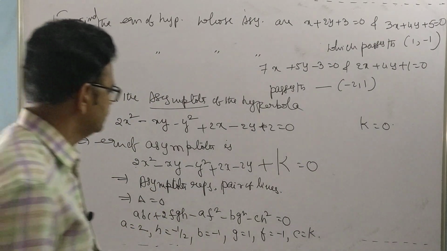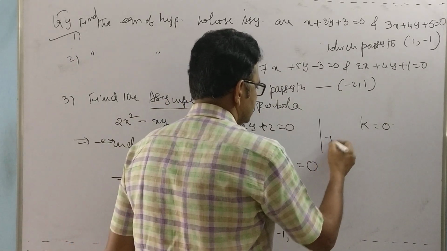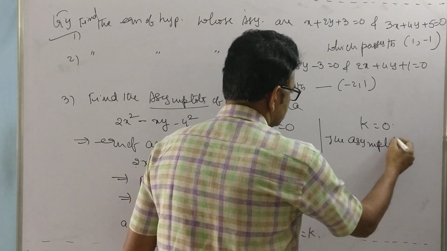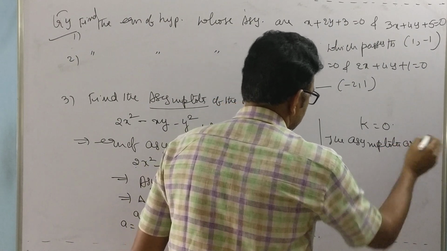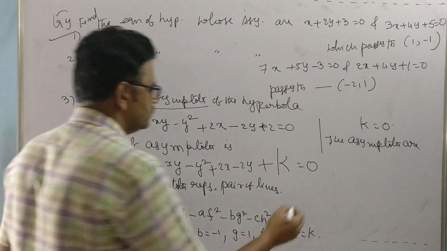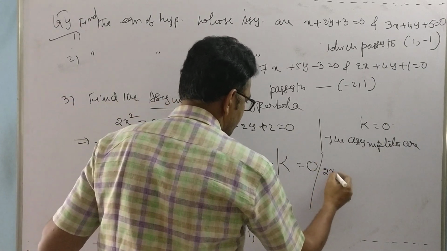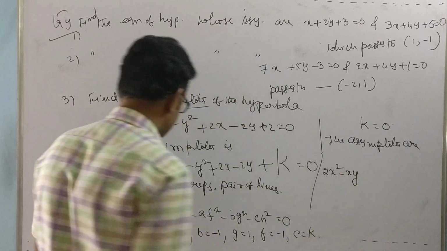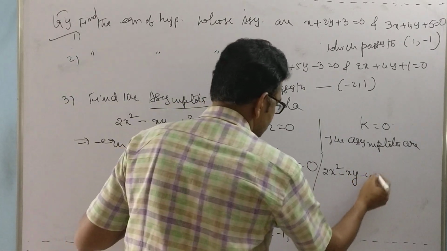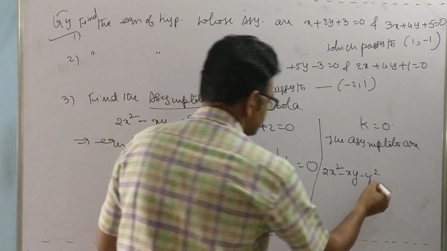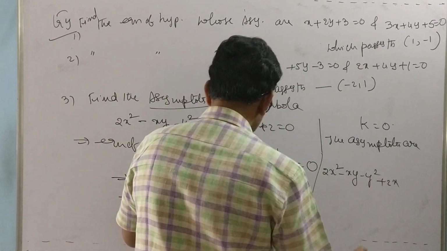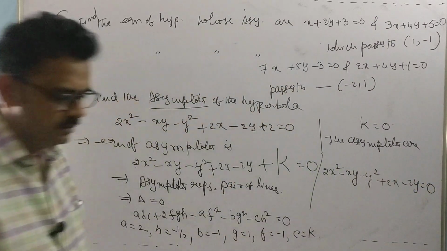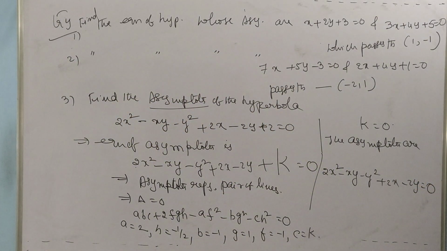So the asymptotes are 2x square minus xy minus y square plus 2x minus 2y equal to 0. So these are the asymptotes of the hyperbola.